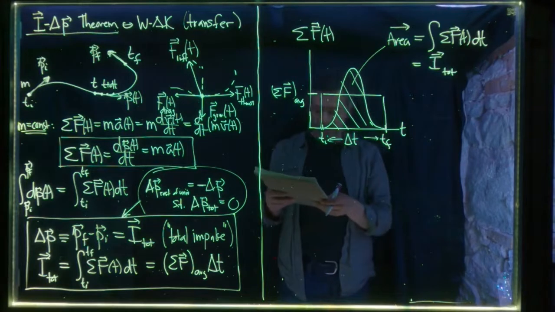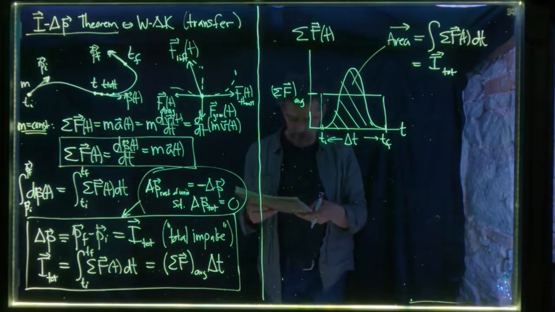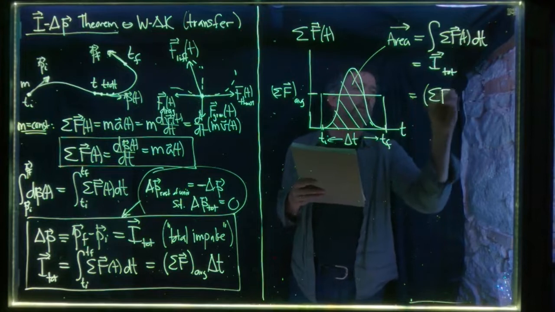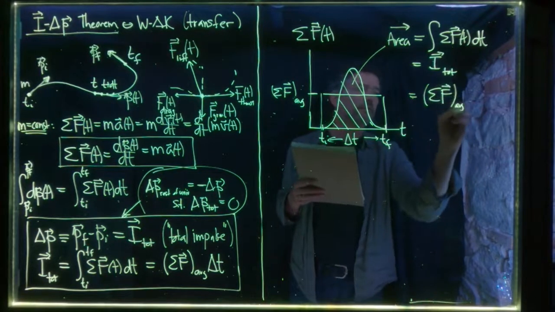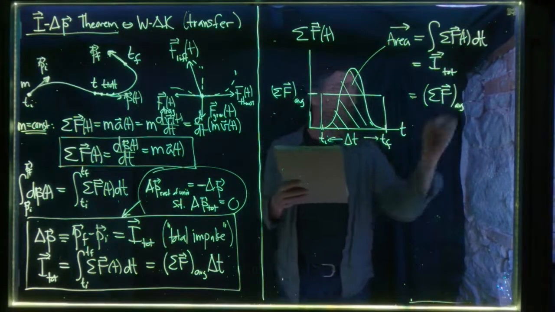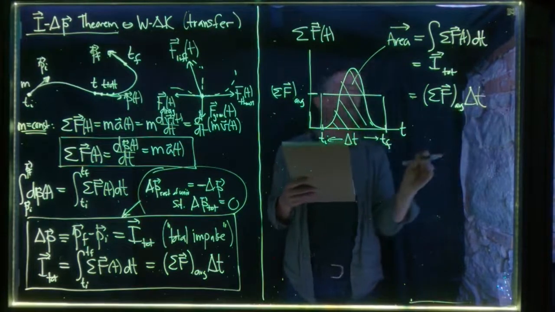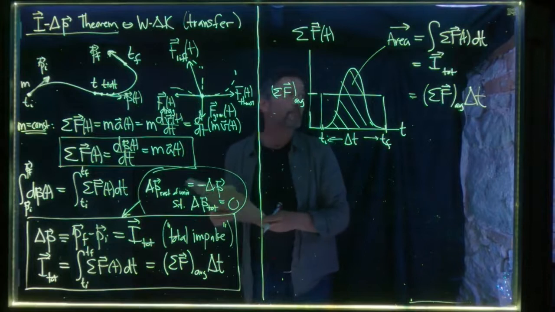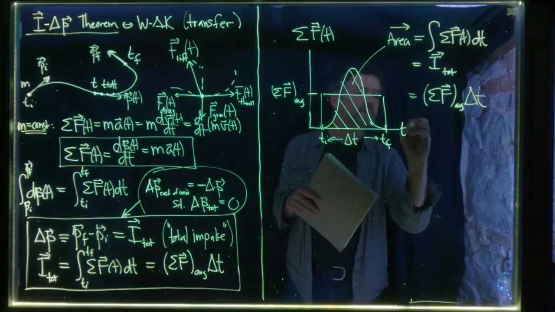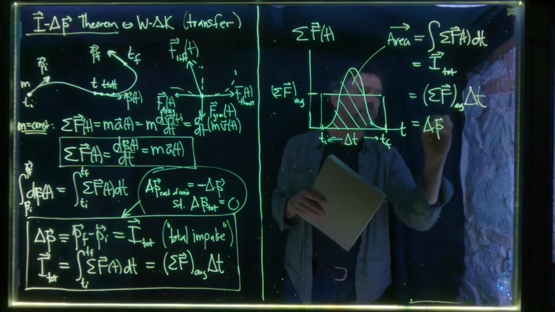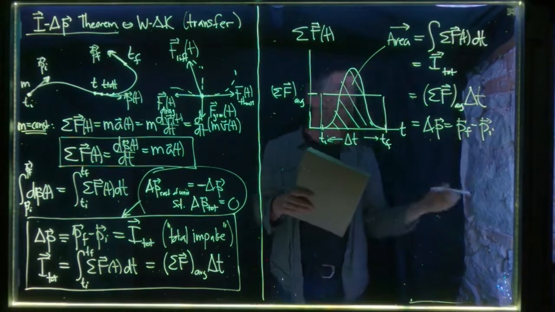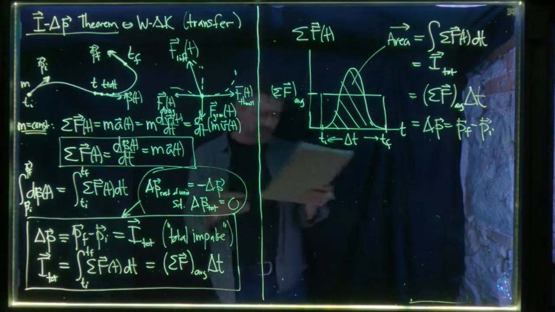So we just find that vector, sum of forces average, such that if that equivalent constant force were applied over the same time interval delta t, it would produce the same change in momentum. This is the change in momentum, which is p final vector minus p initial vector. Okay, so we've got that.